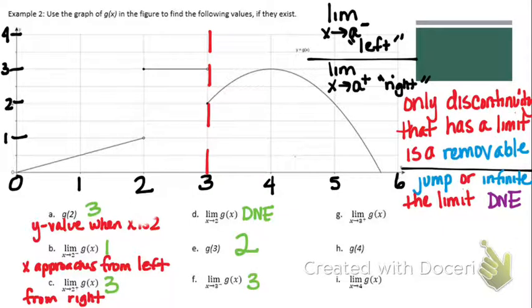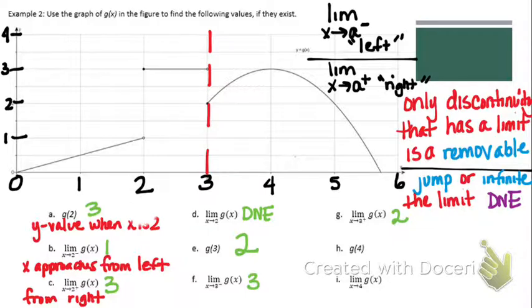Now this is saying from the right for part G. On the right side, the limit would be 2. Now it did not ask me for the limit at 3, but if it did, it would be does not exist, because the left and the right are different.